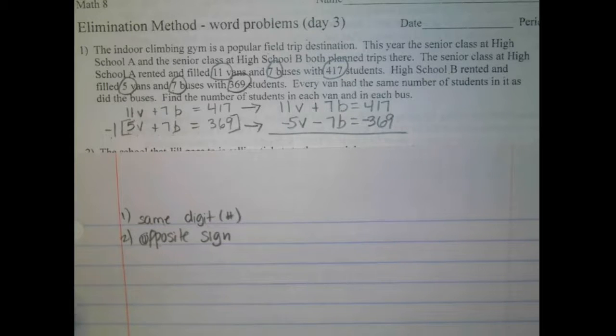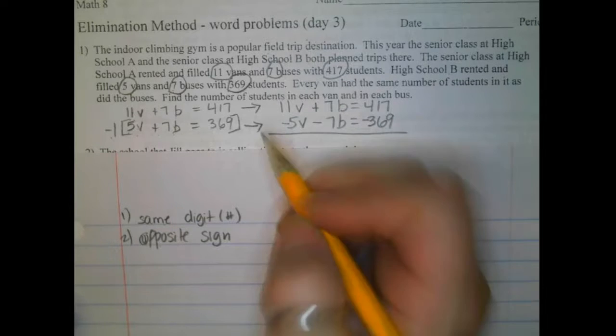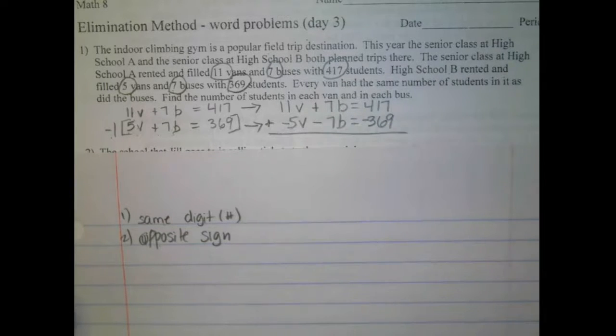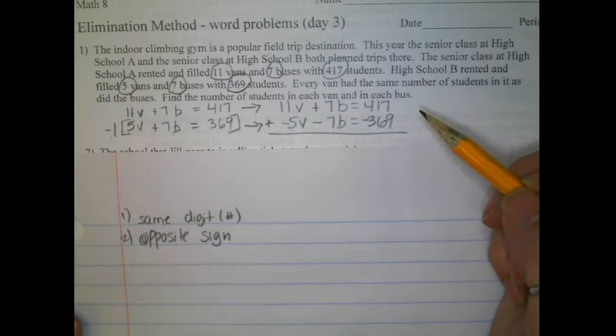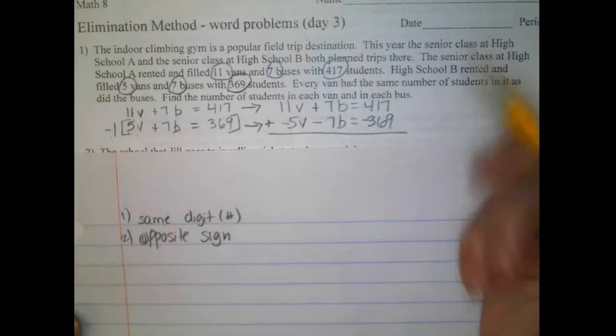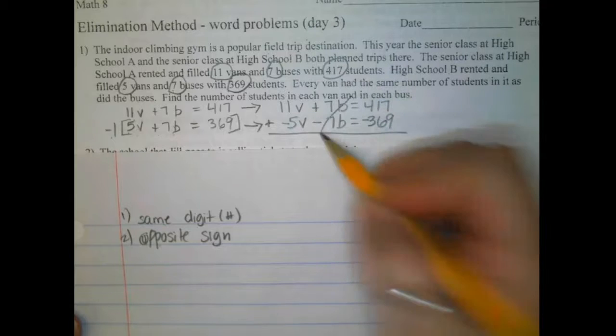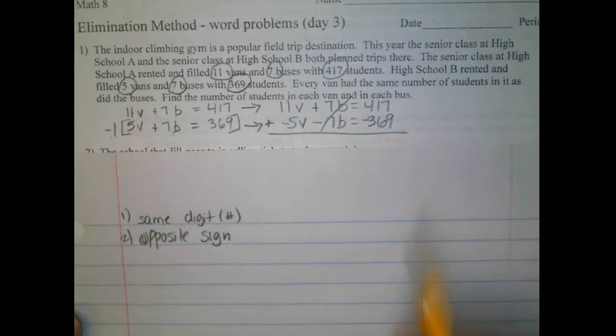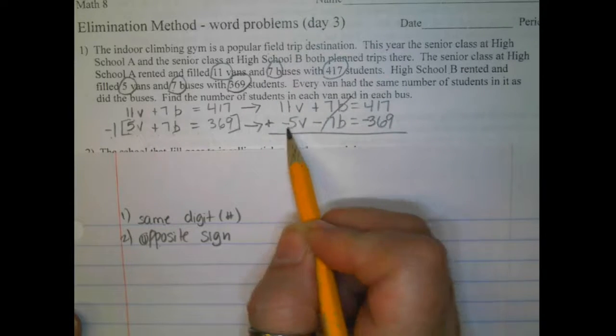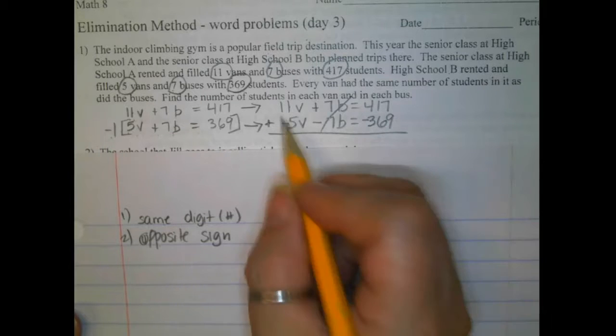Okay? Can we now add it like we would a normal equation? Yes? What did we eliminate? The V's or the B's? We eliminated the B's. So what am I left with? What is 11 plus a -5? Or 11 minus 5?